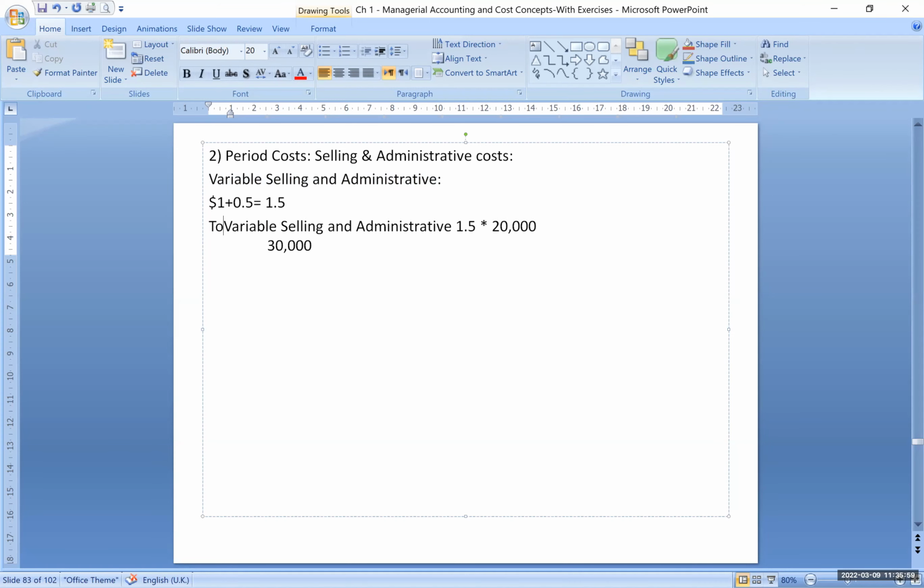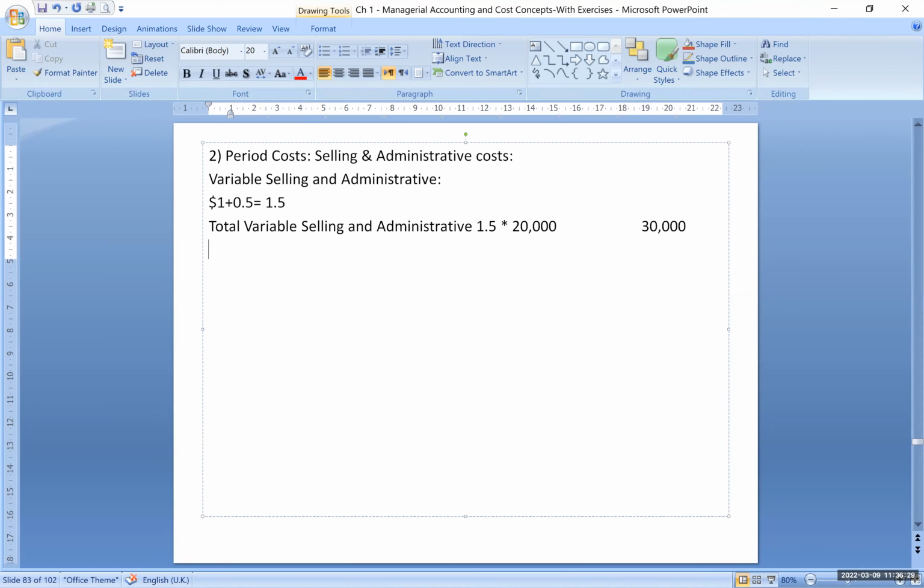The title for this will be the total variable selling and administrative costs. This equals $30,000. And then we have to calculate the fixed costs.